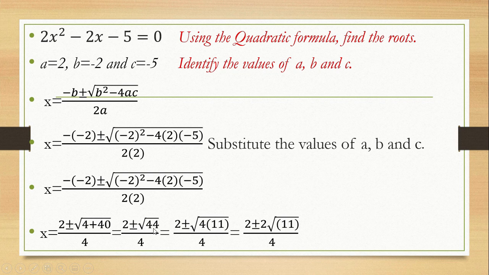Because 44 is not a perfect square, we need to get the factors of 44 where one factor of it is a perfect square. So 4 here is the perfect square. And to simplify the equation, we have 2 plus or minus 2 square root of 11 all over 4. Our 2 here is the square root of 4.